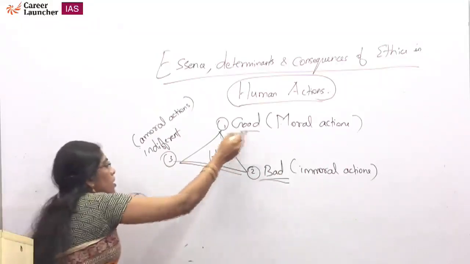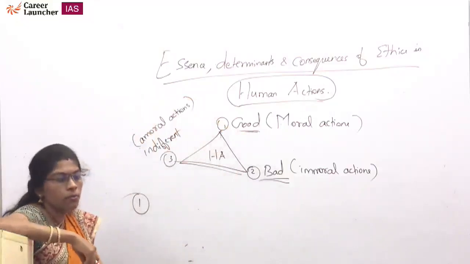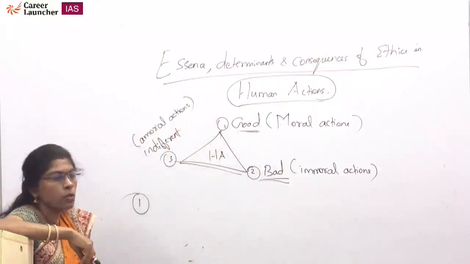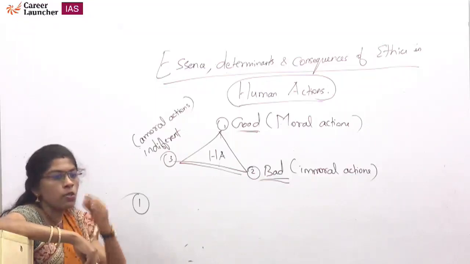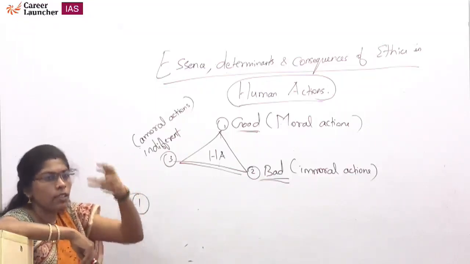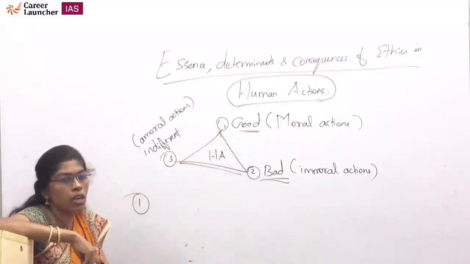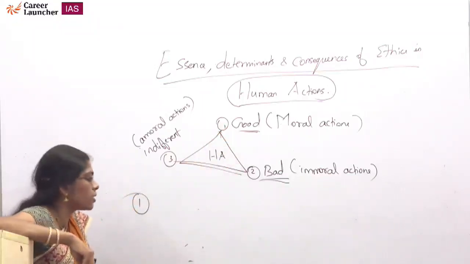Again, if you come here, I am throwing a stone at a dog which is about to harm a child. What type of action is this? Good action. Because I don't want to hurt. That is not my intention. My intention is to save the child. In order to save the child, I want to throw a stone. But accidentally, the stone has hit the dog. Now, this is a moral action. Okay, this is a moral action. So, this is how you have to differentiate your action.